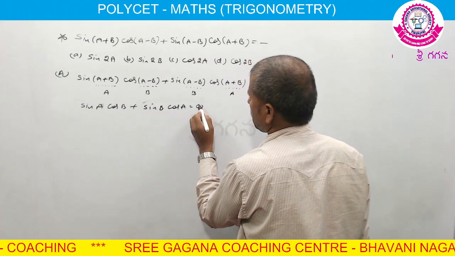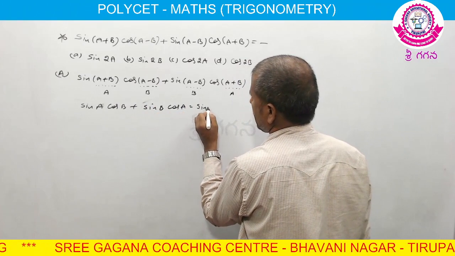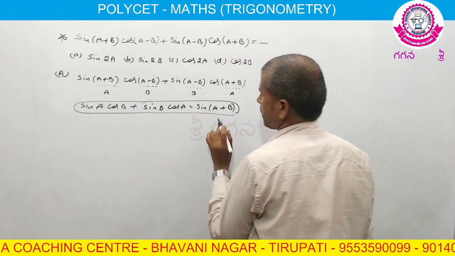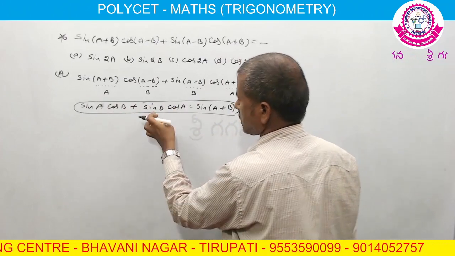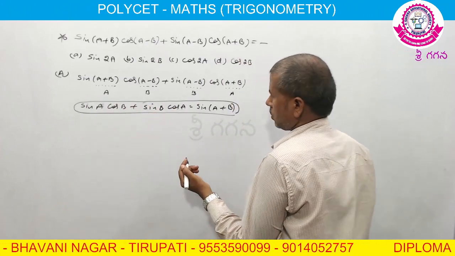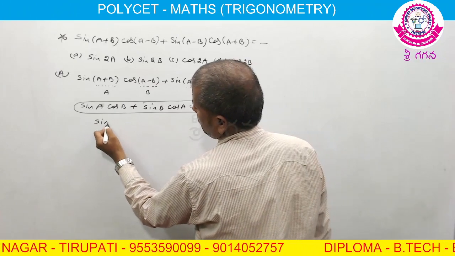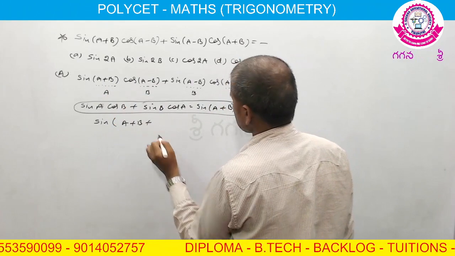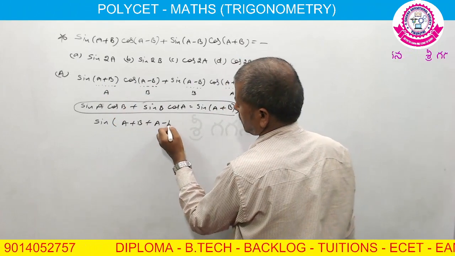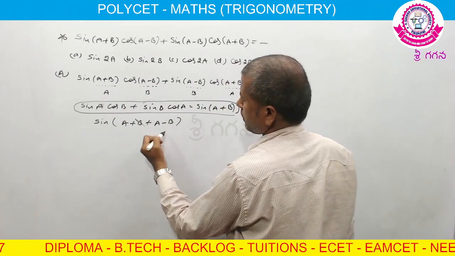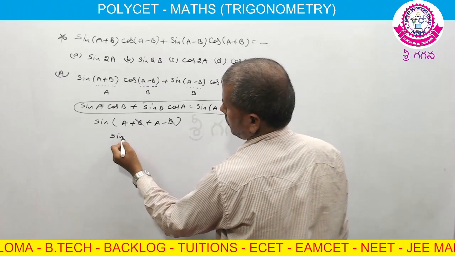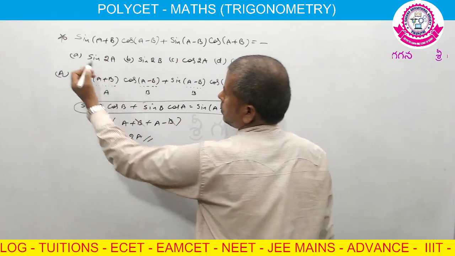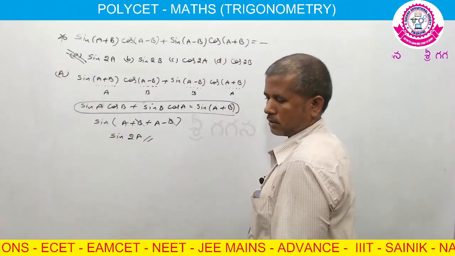We know this formula already, I told you in the previous class: sin of (a plus b) equals sin a cos b plus cos a sin b. So sin of (a plus b), where a means a plus b and b means a minus b, the plus b and minus b cancel, so sin of (a plus a), sin 2a is the answer.